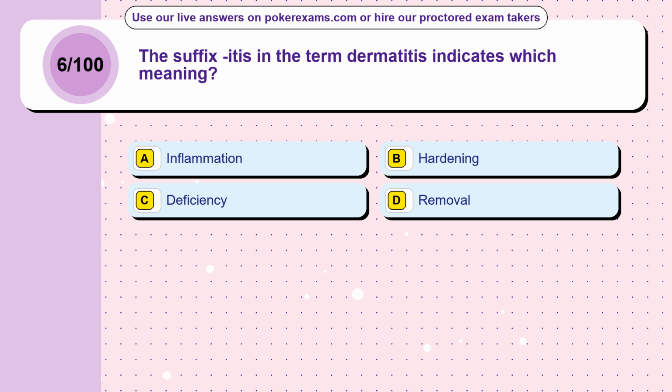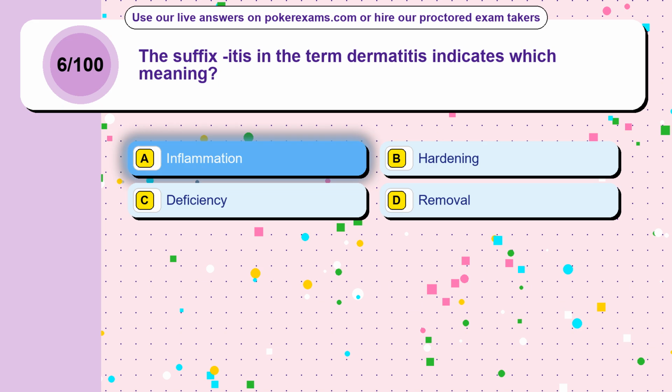Question 6. The suffix itis in the term dermatitis indicates which meaning? Option A. Inflammation. Option B. Hardening. Option C. Deficiency. Option D. Removal. The correct answer is option A.